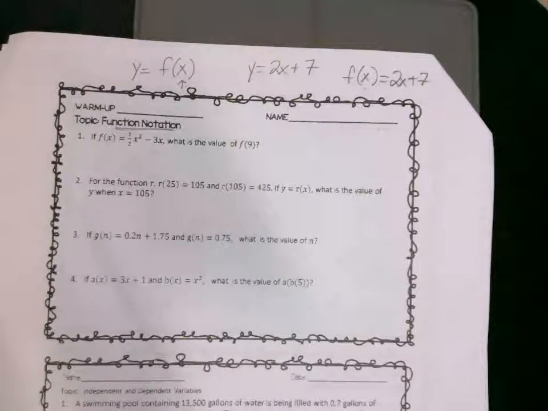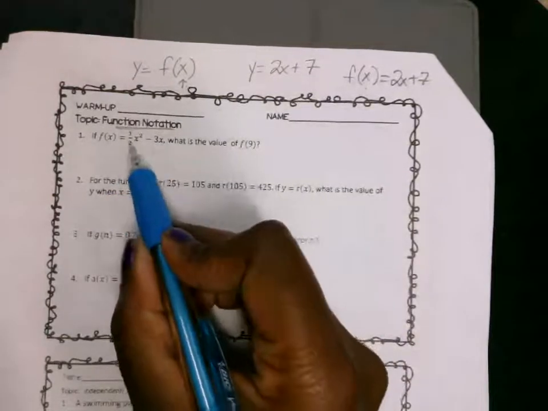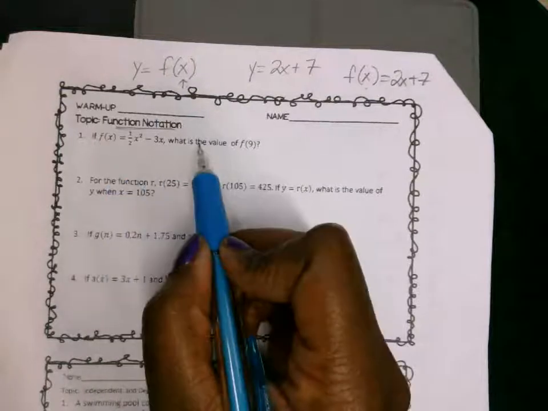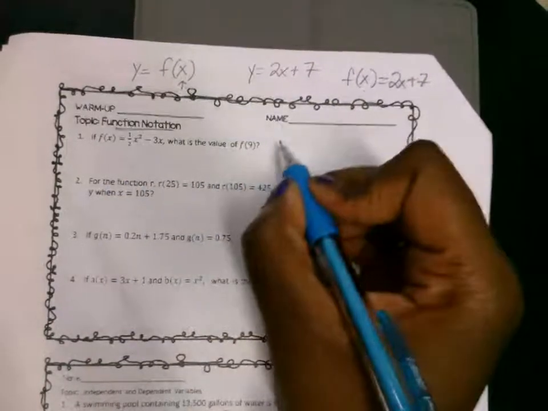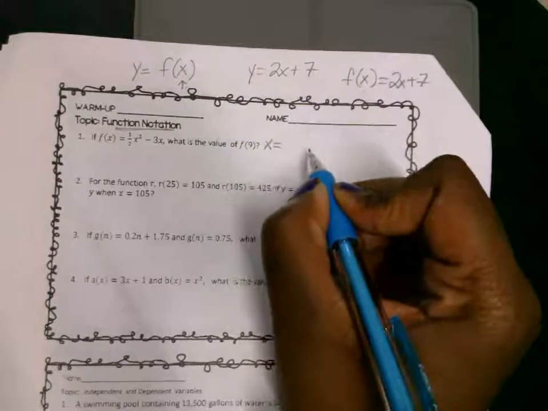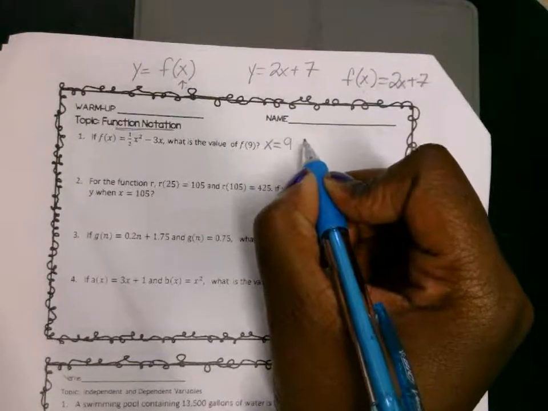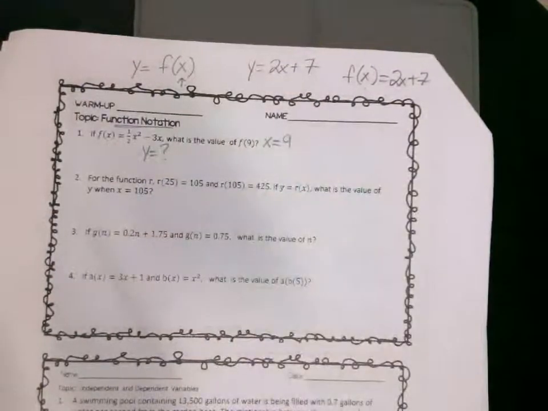So here we have this function, and it says, what is the value of f of 9? They're saying that x here is equal to 9, and they want you to figure out what y is equal to. So we're going to substitute or replace x with 9.